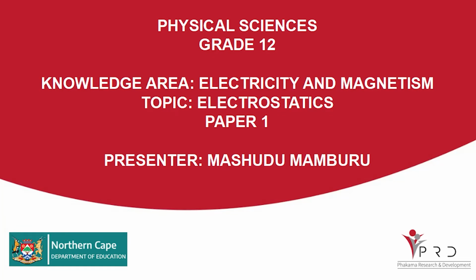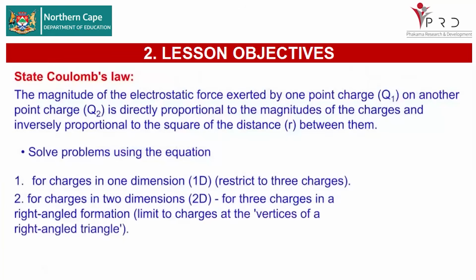With no wasting of time, we'll be looking at the lesson objectives for this particular lesson, to see what objectives we would like to reach. The first thing that we'll deal with is to state what Coulomb's law is. I know you have done it in grade 11, but it's important that you collect as many marks as possible, more especially on topics like this one under electricity and magnetism.